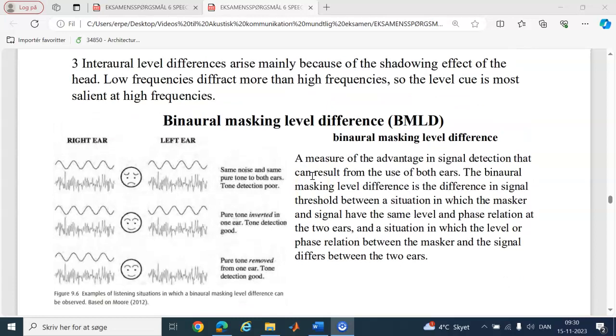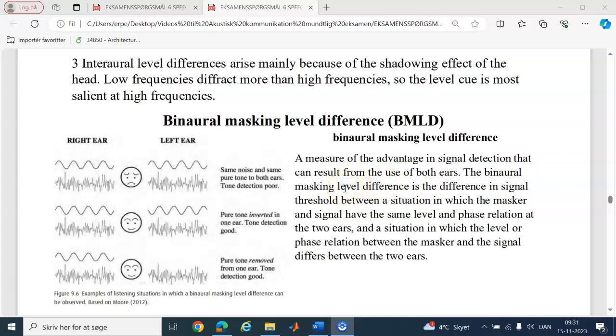So then we have the binaural masking level difference, BMLD. If you have the same noise and the same pure tone at both ears, tone detection is poor. But if the pure tone is inverted in one ear, changing the phase, tone detection is good. Also if the pure tone is removed from one ear, tone detection is good. This measures the advantage in signal detection that can result from the use of both ears.